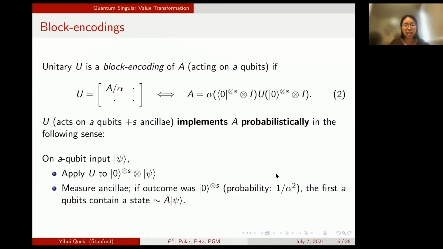And then now this enlarged input state is something that can be acted upon by U. Once we act upon this enlarged input state by U, we then measure the ancillary. If the outcome in the ancillary is the all zero state, which occurs with probability 1/alpha squared, simply because of the way U is written with the subnormalization factor alpha, this means that the actual system contains a state that is proportional to the state that we actually wanted to create, which is the left multiplication of psi by A. So this is how you use block encodings.